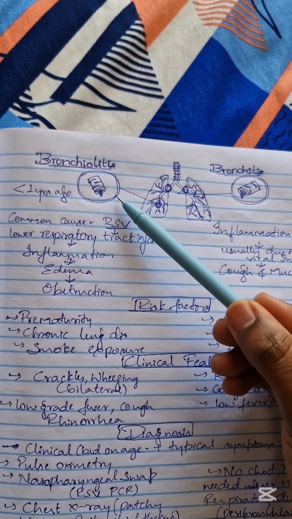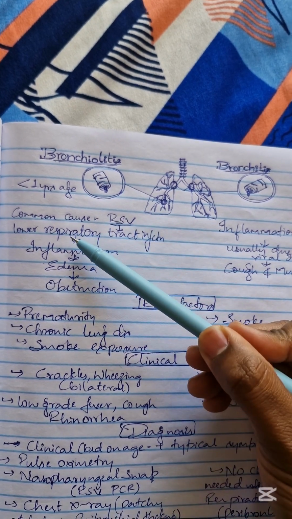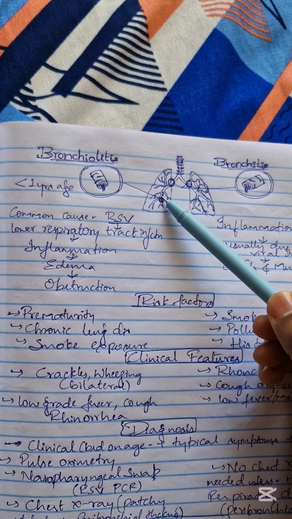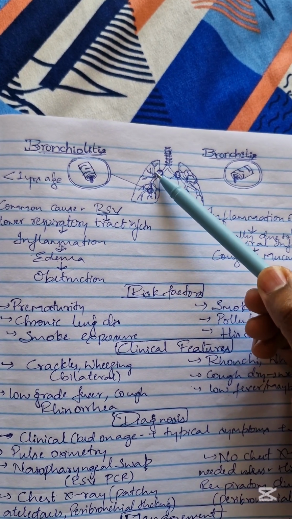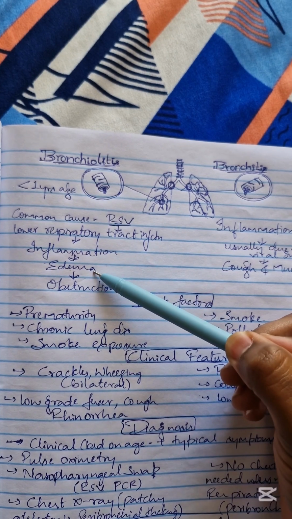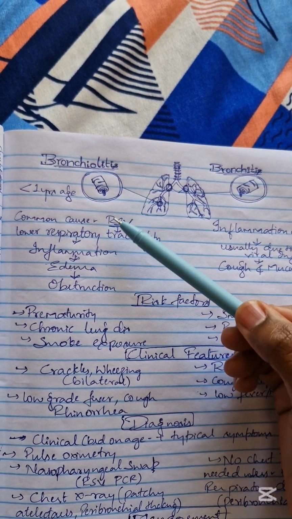If we talk about what's happening in bronchiolitis, RSV will lead to a lower respiratory tract infection, of the lower respiratory tract such as the bronchioles. As you can see in the bronchioles, there will be an infection, and it will lead to inflammation, then edema, and later on obstruction. So there will be a problem in breathing.